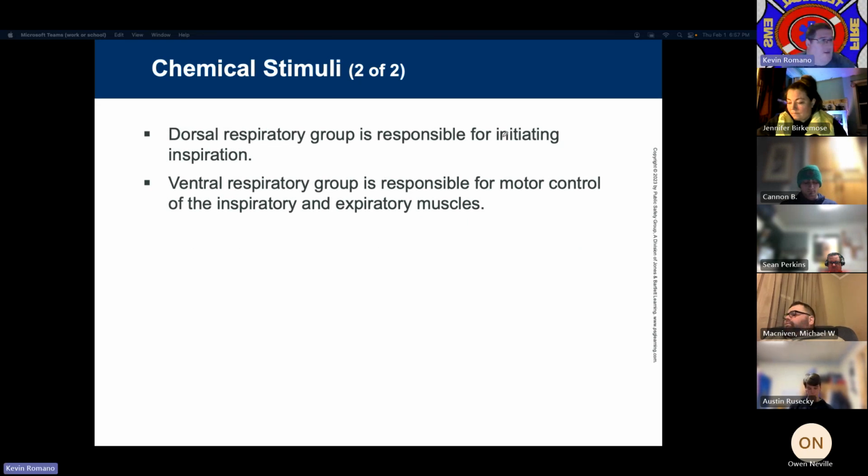All right. So as far as chemical stimuli goes, kind of finish up on this. Dorsal respiratory group is responsible for initiating inspiration based on the information received by the chemoreceptors. Ventral respiratory group is primarily responsible for motor control of the inspiratory and expiratory muscles.